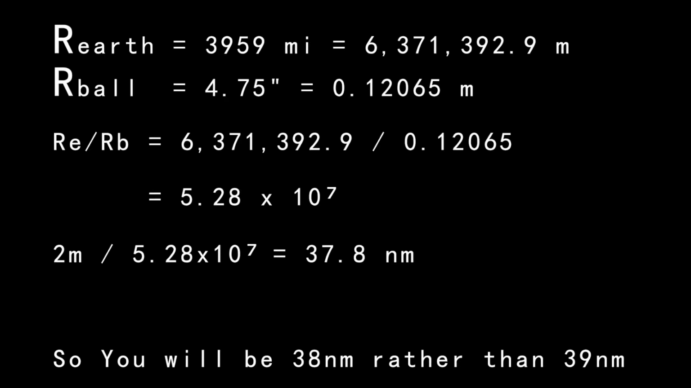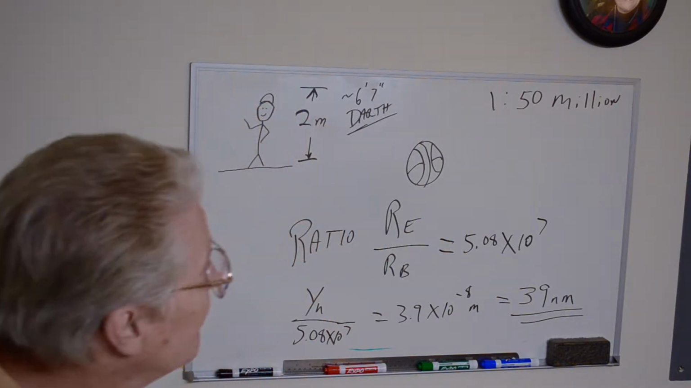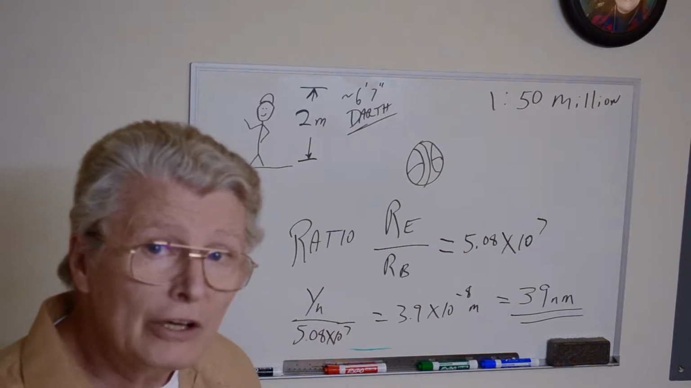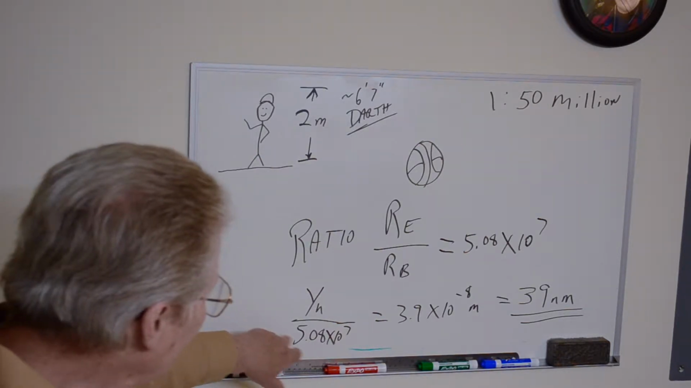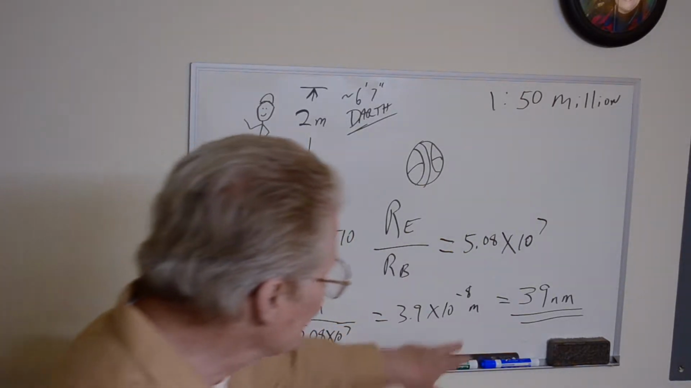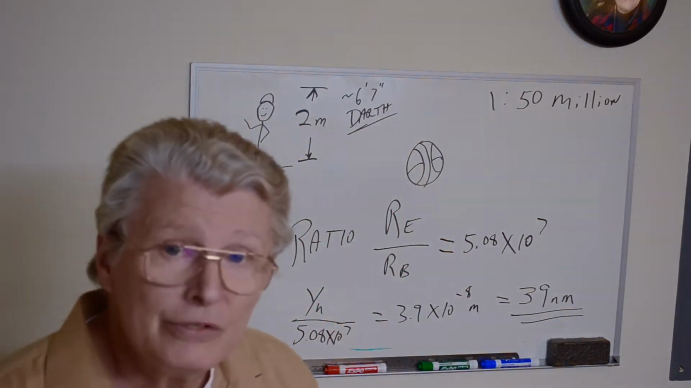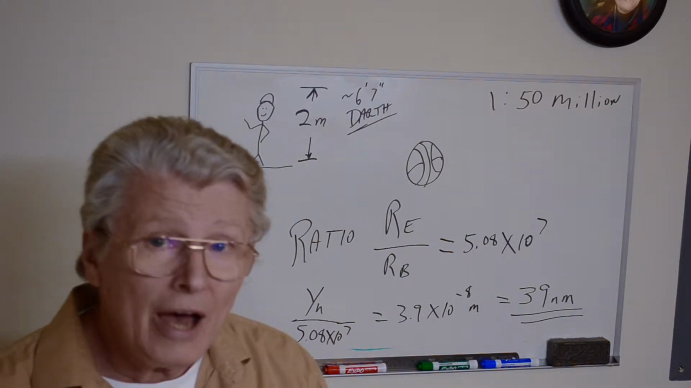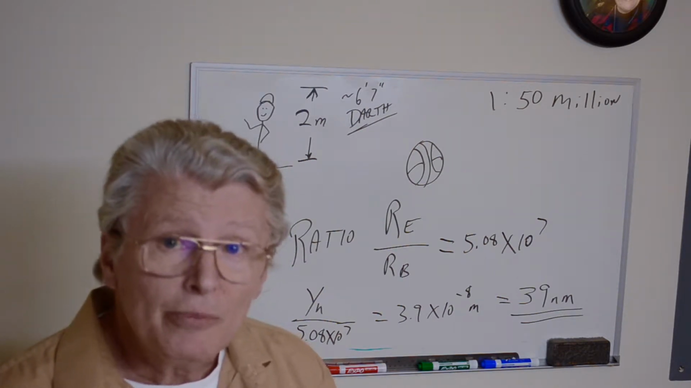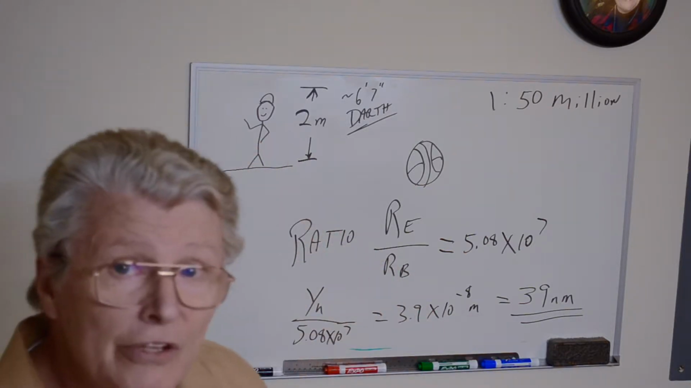That ratio will come out to 5.08 times 10 to the 7th. It's about 1 to 50 million. Divide yourself down by 50 million, and that'll give you your height on a basketball. Your height divided by 5.08 times 10 to the 7th equals 3.9 times 10 to the minus 8 meters, and that comes out to 39 nanometers. That is one tiny little object. You're going to be sitting on this basketball and you're going to be surprised at how small you really are. And that's going to tell you how small you really are relative to the earth.